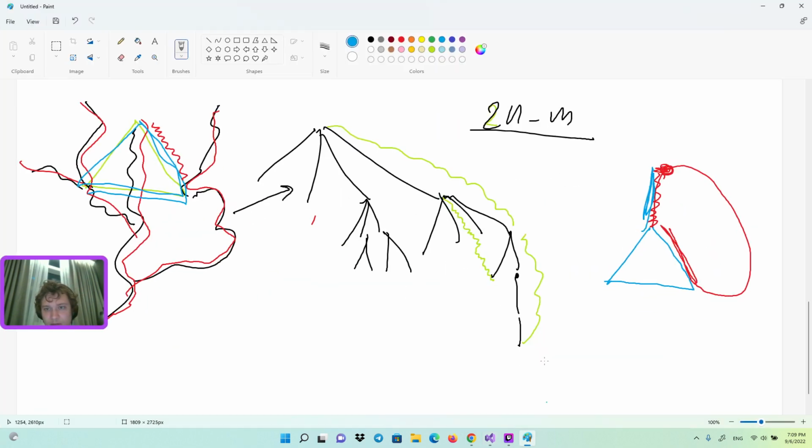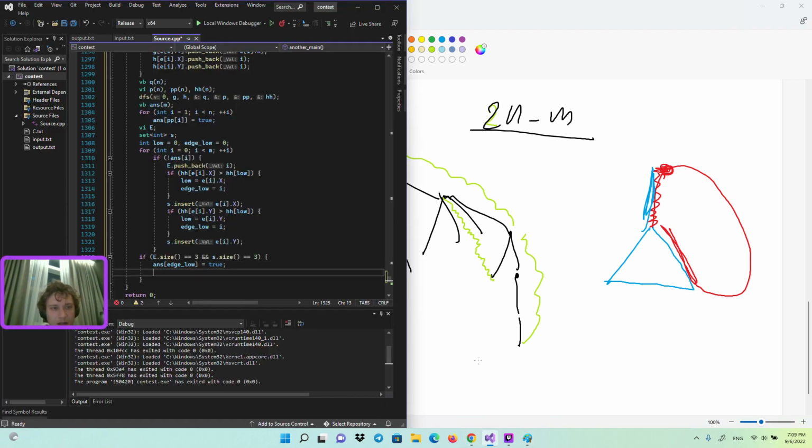But see, if you have this vertical edge, and this is now red, you have a cycle because there is a path of 3 edges. So you have to take this edge and make it blue. And this edge is exactly p of the lowest vertex. So we say that ans of p of the lowest vertex is false. And that's it. Now we just output all the answer.